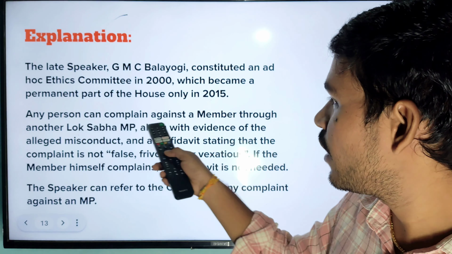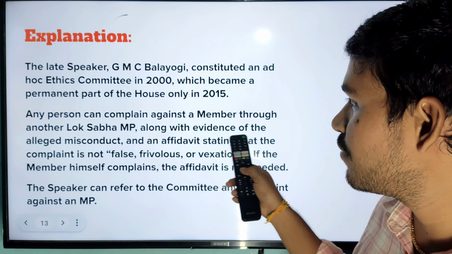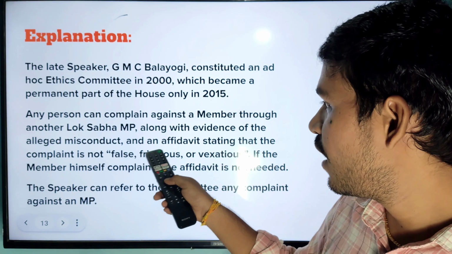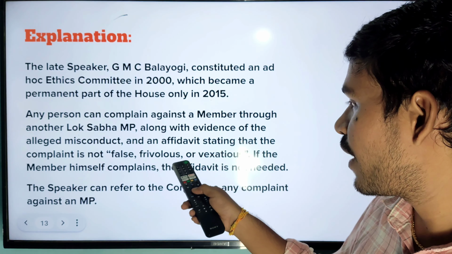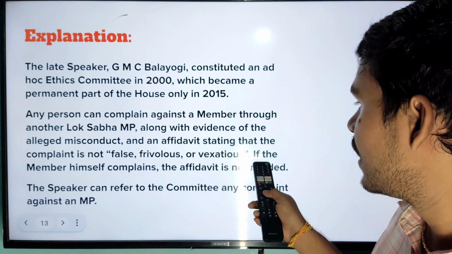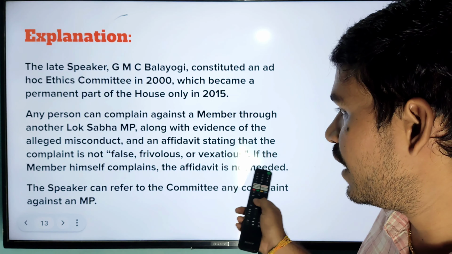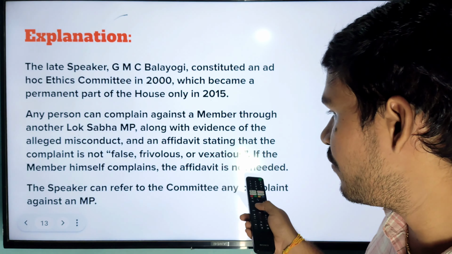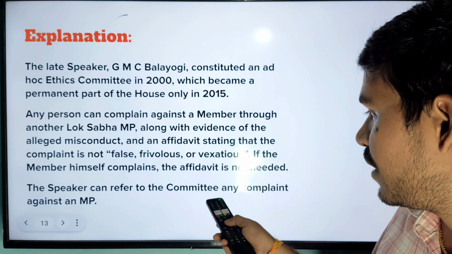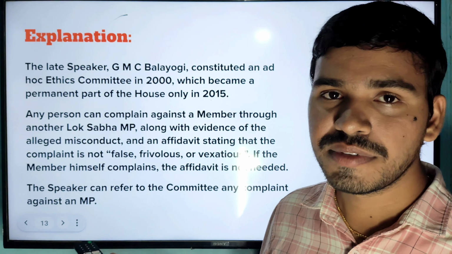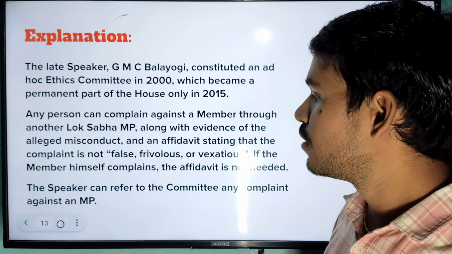Any person can complain against a member through another Lok Sabha MP along with the evidence of the alleged misconduct and an affidavit stating that the complaint is not false or frivolous or vexatious. If the member himself complains, the affidavit is not needed. So if the MP himself complains, then there is no need of any affidavit. The speaker can refer to the committee any complaint against an MP. So the speaker also can refer to the committee against any MP.